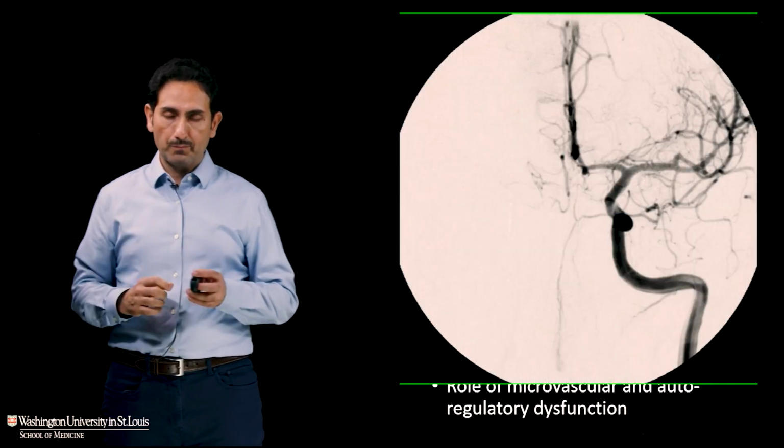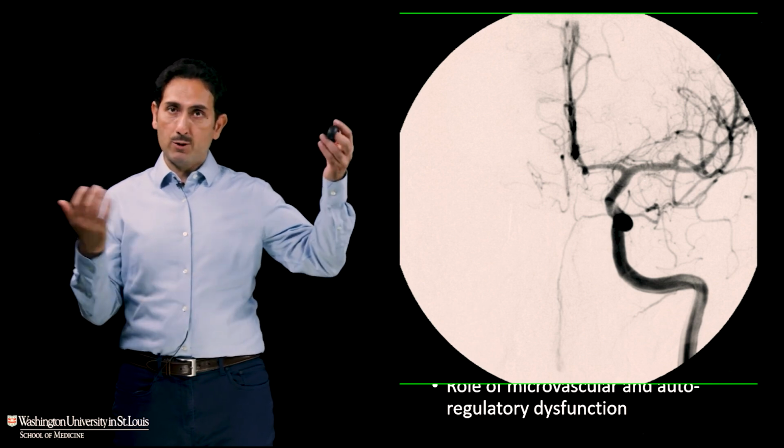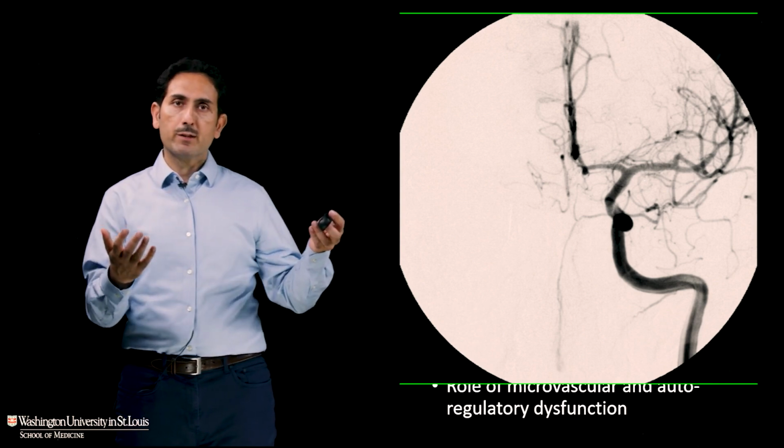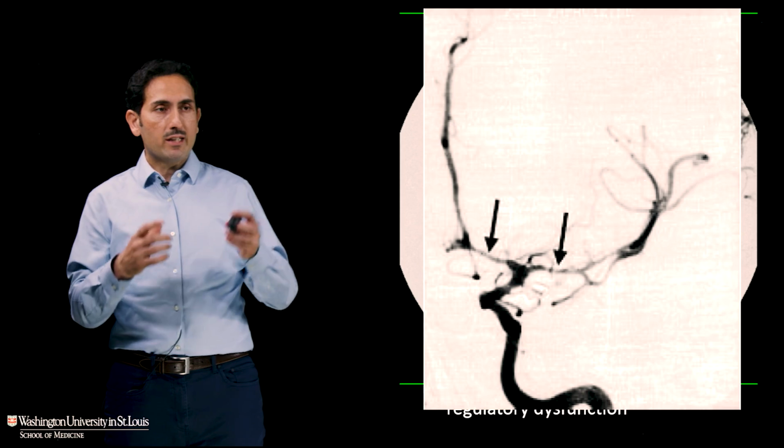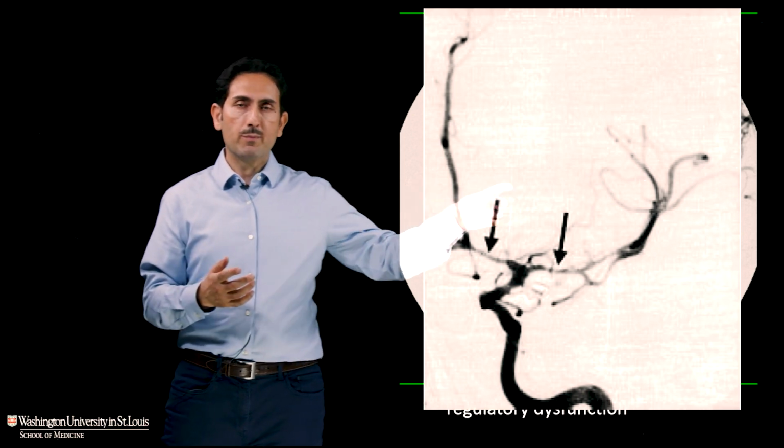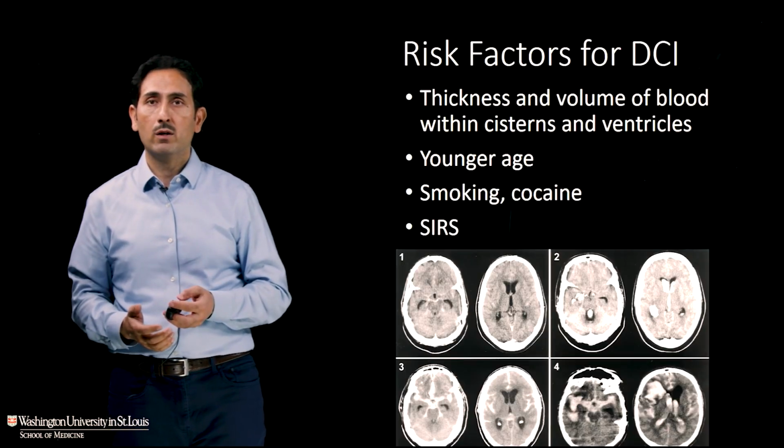And this is an example of before vasospasm on day 1, the blood vessels are relatively normal. And then on day 7, you see a narrowing by the arrows where the blood vessels become narrowed, and that can impair the blood flow.